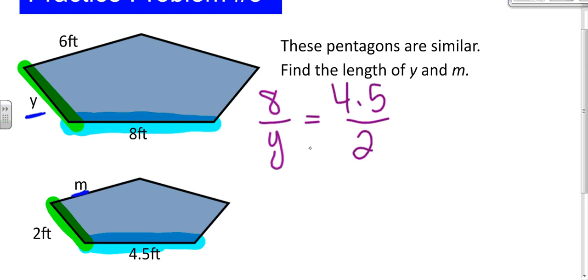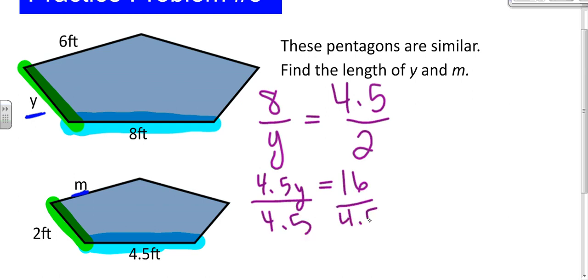And then I'm just going to cross multiply. 4.5 Y is equal to 16. Divide both sides by the coefficient, and 16 divided by 4.5 is 3.5 repeating feet, or 3 5/9 feet. And now I just want to see the next one here.